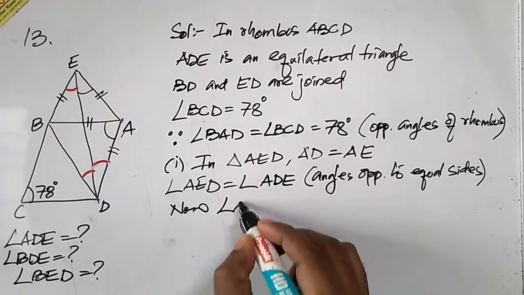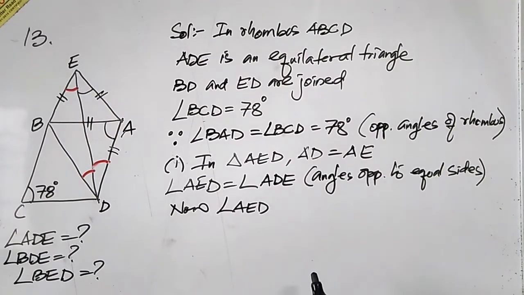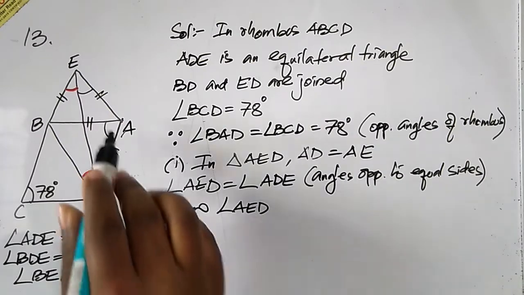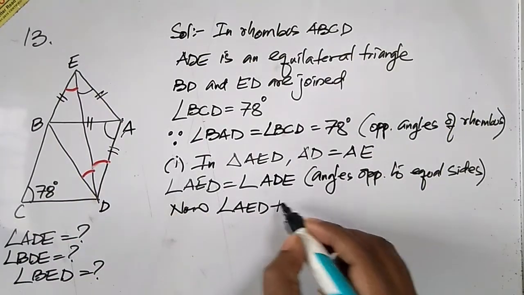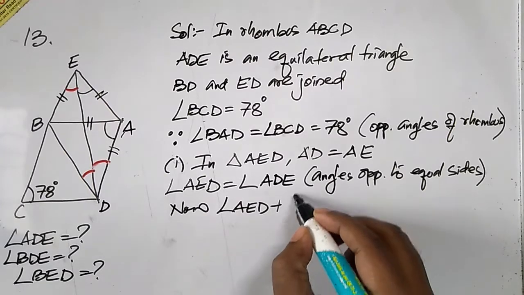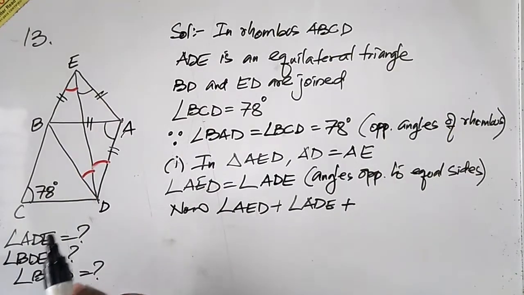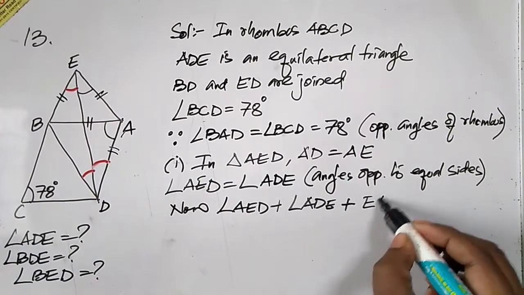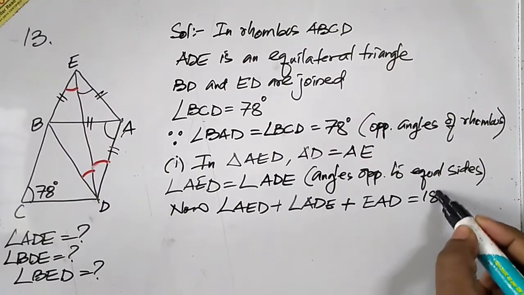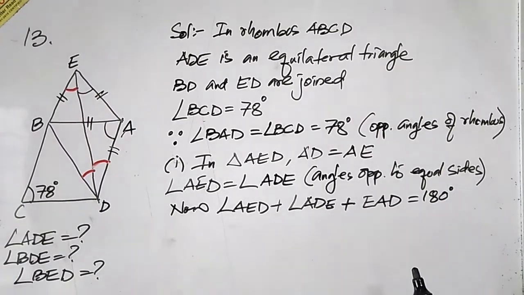Now angle AED, when we add the angles of a triangle, it should come up to how much? It should sum up to 180 degrees. So we are seeing triangle AED. Let us add all the angles of this triangle. Angle AED plus angle ADE plus the angle EAD. Okay, we can write it as angle EAD. The sum total of these three angles in a triangle should be 180 degrees, right?